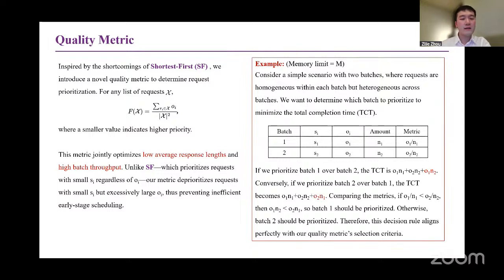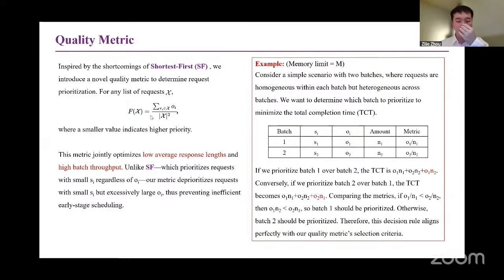Instead, what we are doing is we define a quality metric on a batch. So for this F metric, here X is actually a set of requests. It tries to evaluate the priority of one batch. Its value is equal to the sum of all of its decode lengths, so output lengths, o_i, in this batch, divided by the batch size squared. So this is our quality metric.